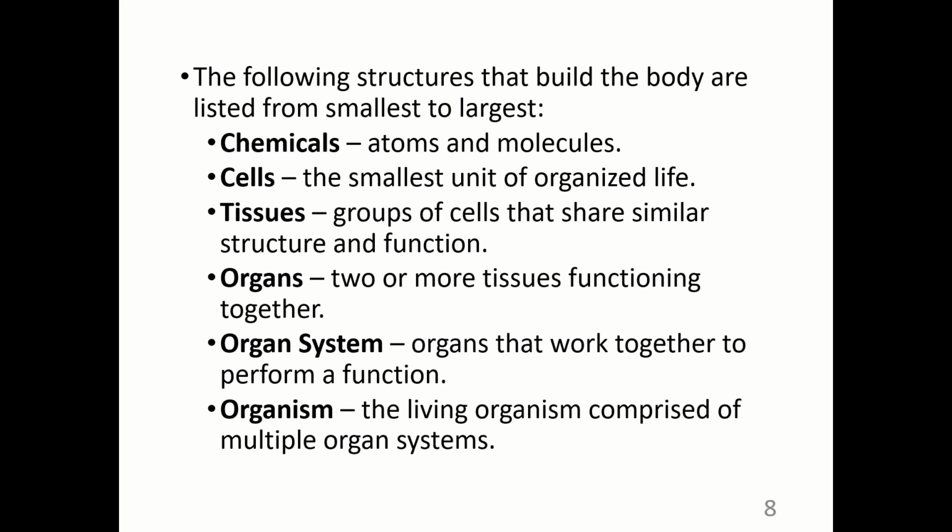Tissues are groups of cells that share similar structure and function. An organ is composed of 2 or more tissues that function together. Organ systems contain organs that work together to perform a particular function. And the organism is the living organism comprised of multiple organ systems. So to review, from smallest to largest, the structural hierarchy of the body is the chemical level, cellular level, tissue level, organ system level, and the organism.